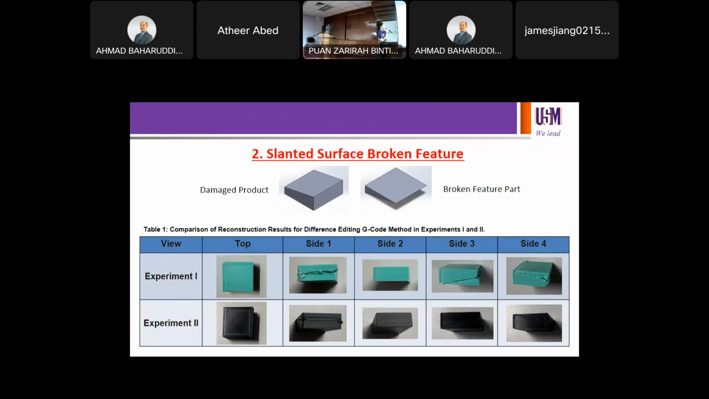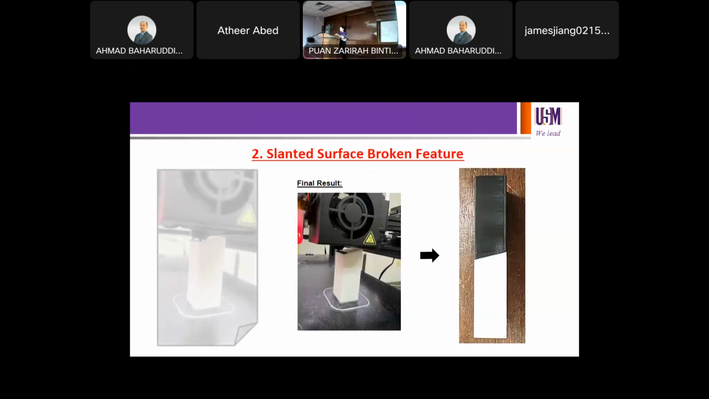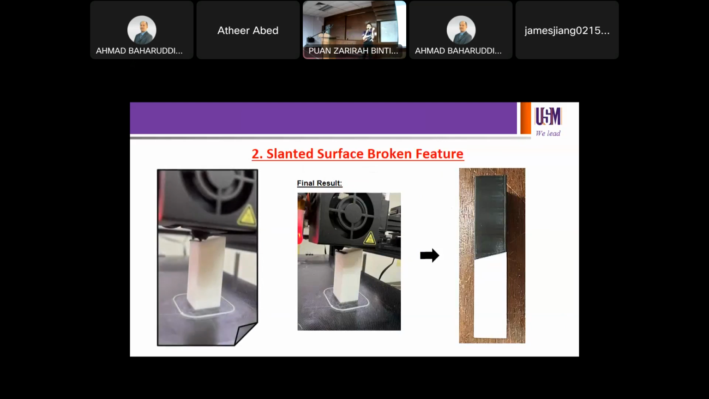So from here, you can see that the result of experiment 2 is better than experiment 1. Because I didn't use 2 colors, maybe you cannot clearly see. But here you can see that the white color is the damaged product with the slanted surface problem feature, while the red color is the problem reconstruction part. So from here you can see this is also the same as the sample of the original product, and the surface and interior of this reconstructed object is good. So it means that 3D printing can also reconstruct this kind of problem feature.